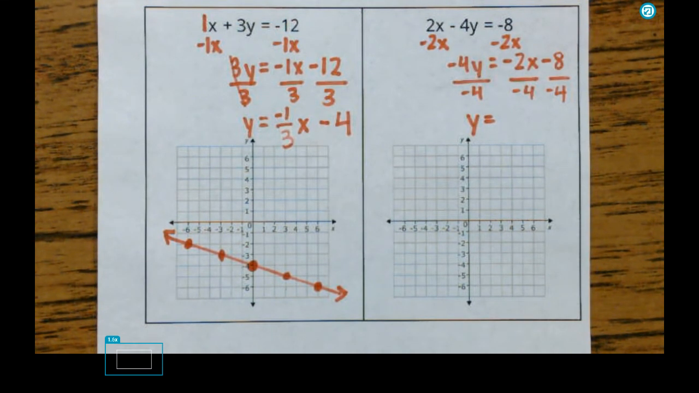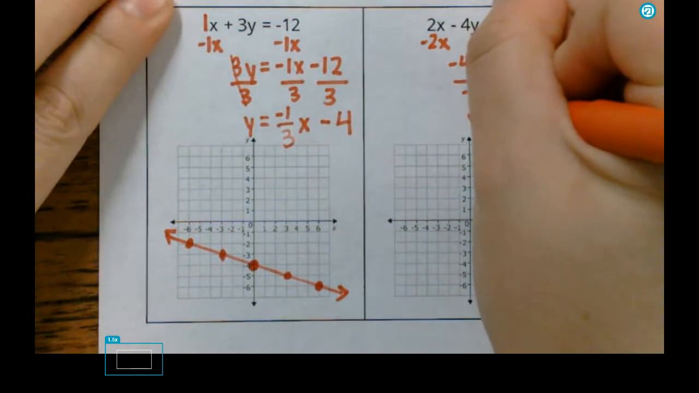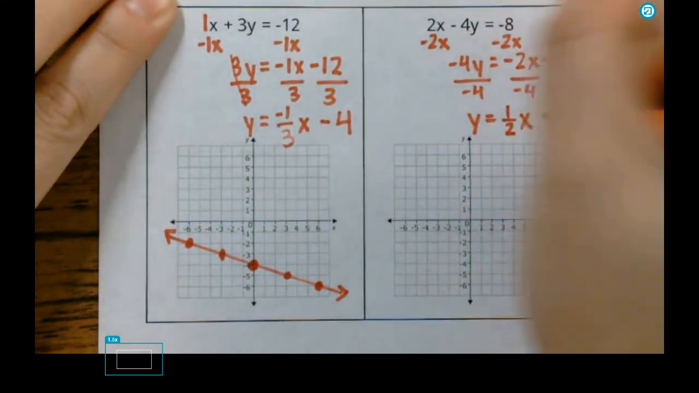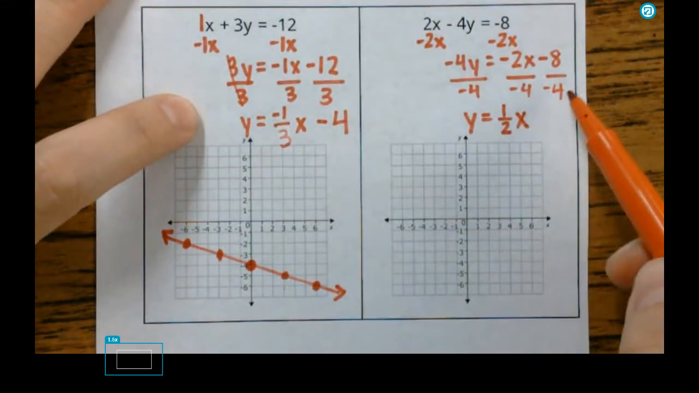1 over 2, 1/2. If you think about like a personal pan pizza that's cut into 4 little slices, you know those little pizzas? The ones that you get from like the gas station when you're on a road trip and they're never as good as you want them to be. If you eat 2 of those 4 slices, it's half the pizza. So 1/2 x. And then negative 8 over negative 4.